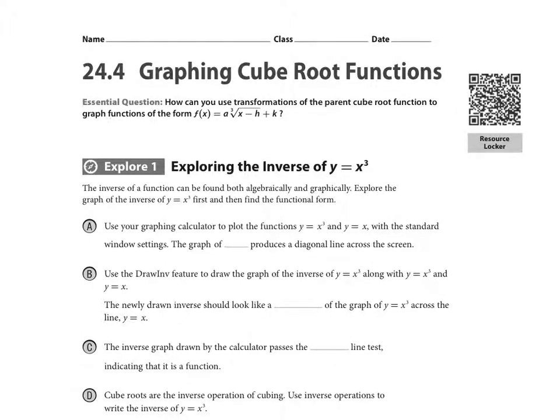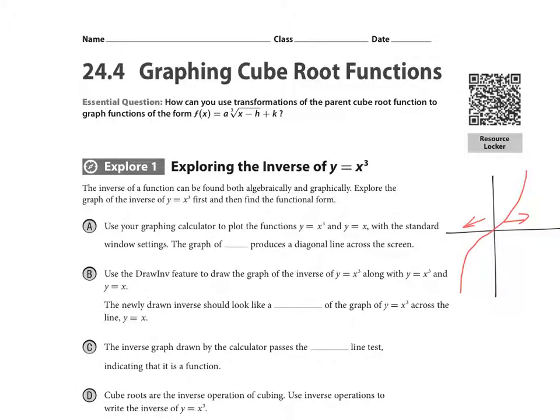All right, lesson 24.4, graphing cube root functions. So again, we're looking at inverses. When we looked at polynomial functions, remember we talked about odd functions: when you graph an odd function, if it's on the negative side over here, then it's got a negative value, and on the positive side, it's got a positive value unless it's reflected.